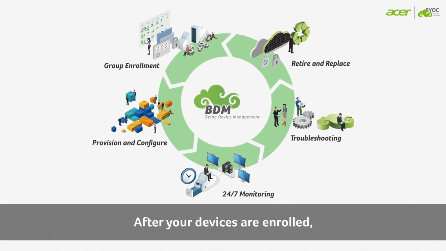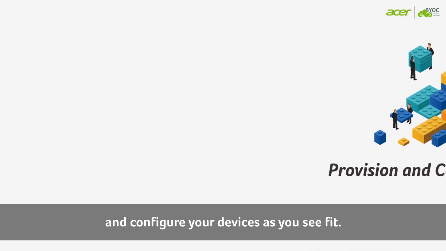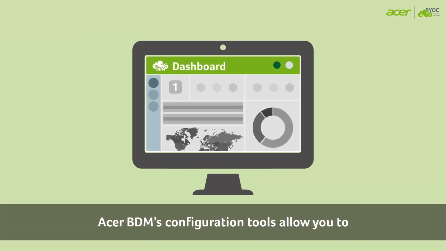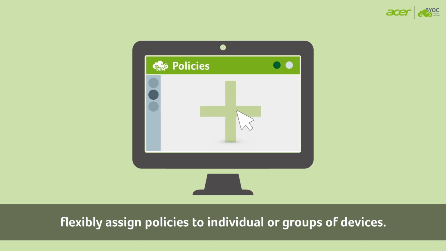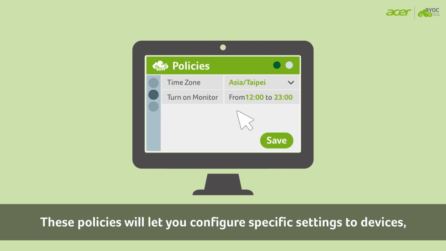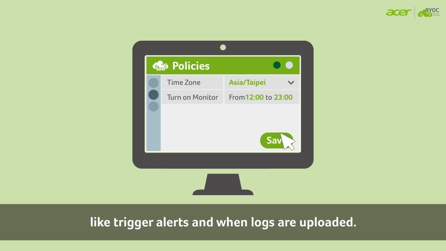After your devices are enrolled, you'll now be able to freely customize and configure your devices as you see fit. Acer BDM's configuration tools allow you to flexibly assign policies to individual or groups of devices. These policies will let you configure specific settings to devices, from basic settings such as time zones to more nuanced things like trigger alerts and when logs are uploaded.